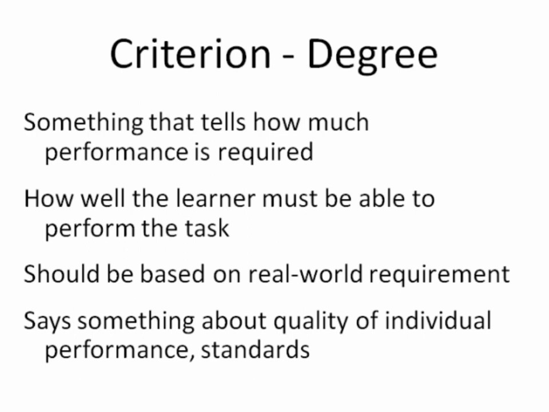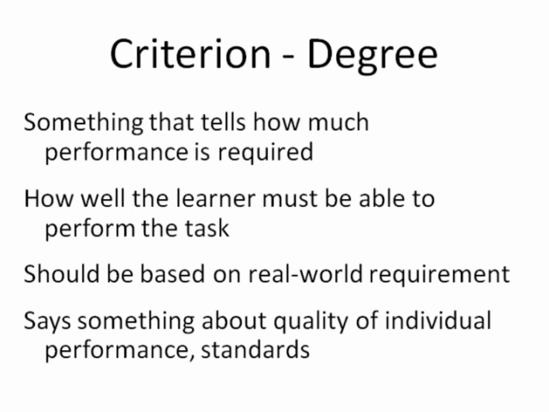Okay, the third characteristic or component of a well-written objective would be the criterion or degree. Again, those two words are used interchangeably. This is something that tells the students how much performance is actually required, what level they have to meet in order to be successful in completing the objective, how well the learner must be able to perform the task.